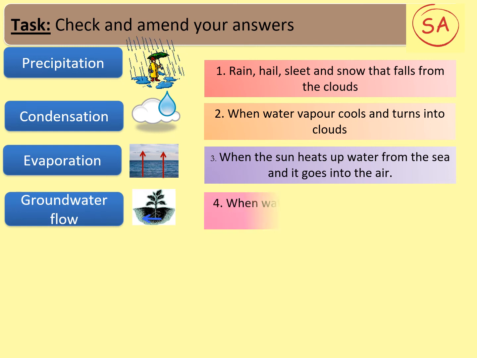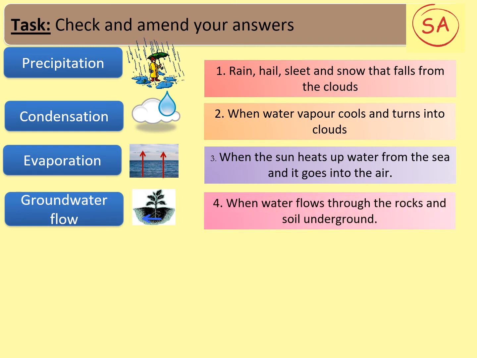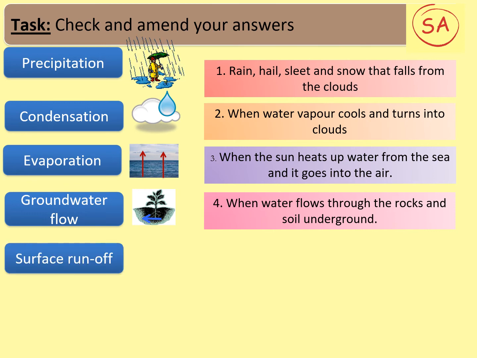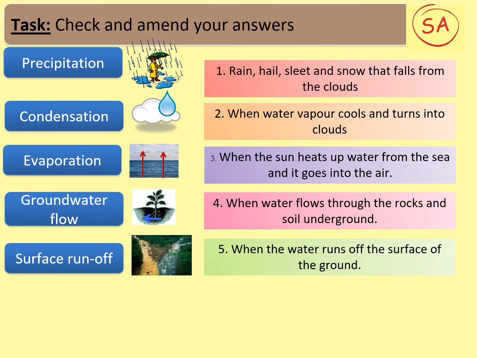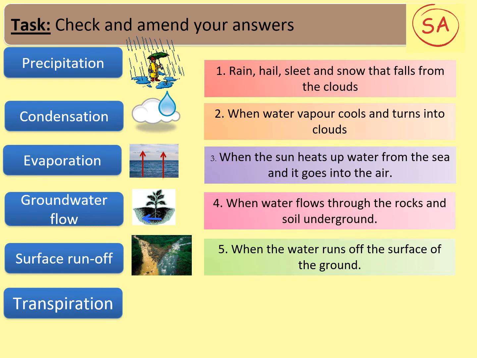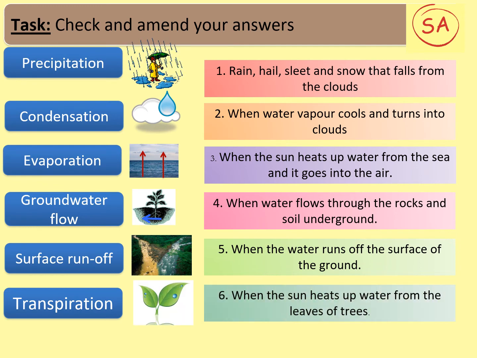Groundwater flow. This is when water flows through rocks and soil underground. Surface runoff is when the water runs off the surface of the ground into things like rivers, lakes, etc. And then transpiration, when the sun heats up water from leaves and trees, and again it evaporates into the atmosphere. So hopefully you've nailed all of those keywords and you'll be able to use those as we move through the rest of this topic.